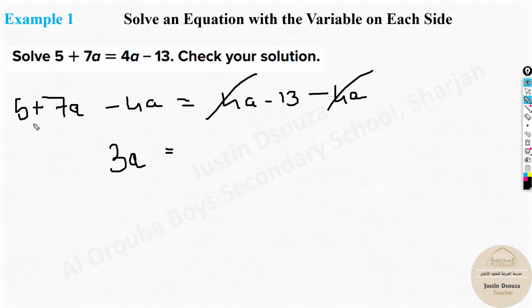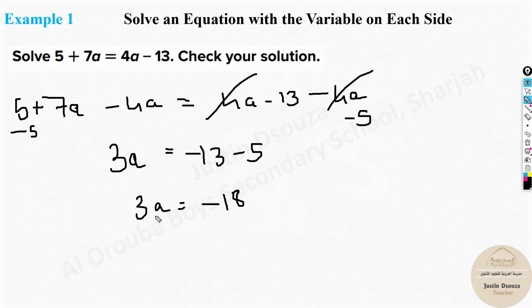At the same time, don't forget this 5. You need only the variable a over here. So you can't take this 3 now because this 5 is there. So subtract 5 on both sides. You're basically taking this 5 to the other side, and you're remaining with 3a equals negative 13 minus 5, that is negative 18. You need only a, so divide by 3 on both sides. This cancels. a equals negative 6. This is the final answer.